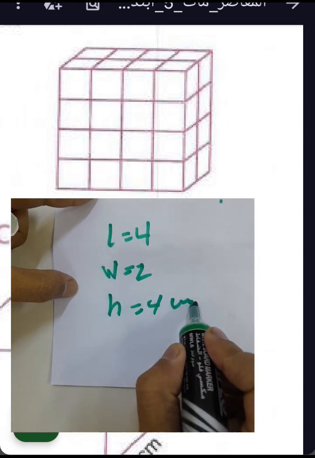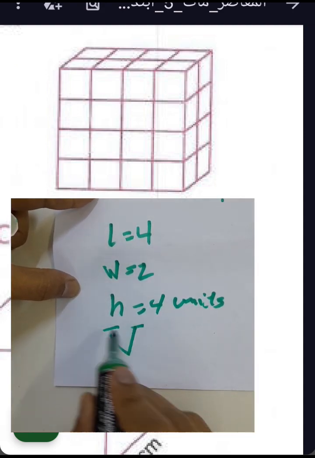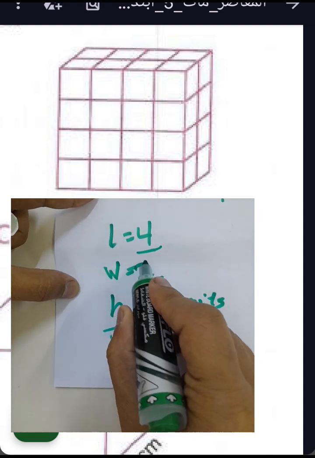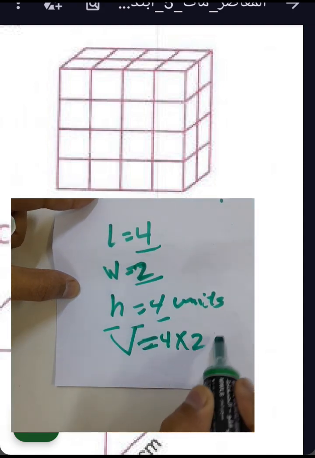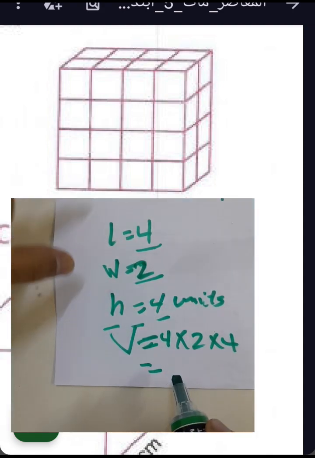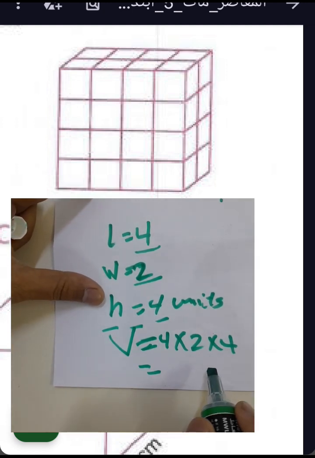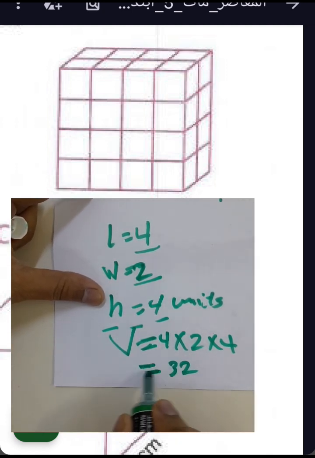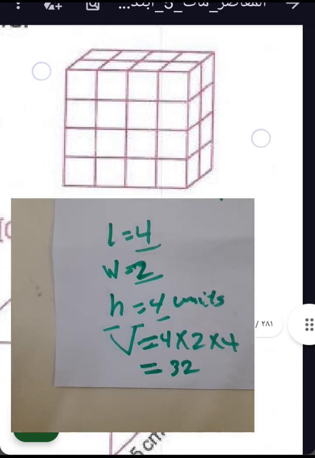4 units. Then the volume equals length times width times height. 4 times 2 times 4. 4 times 2 equals 8. 8 times 4 equals 32. Then the result will be 32 cubic units.